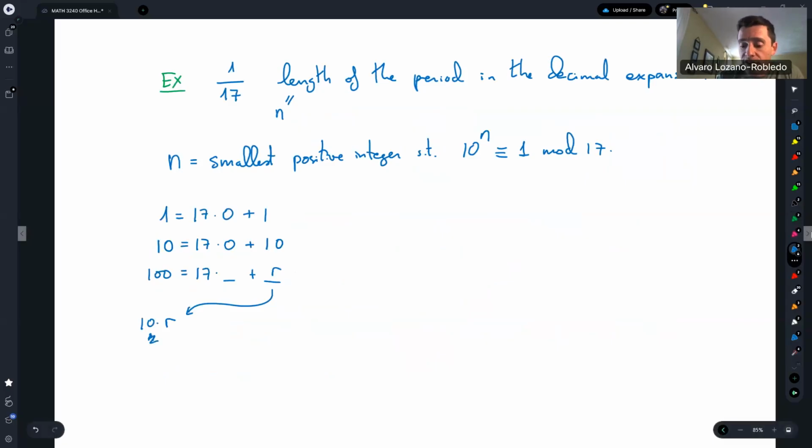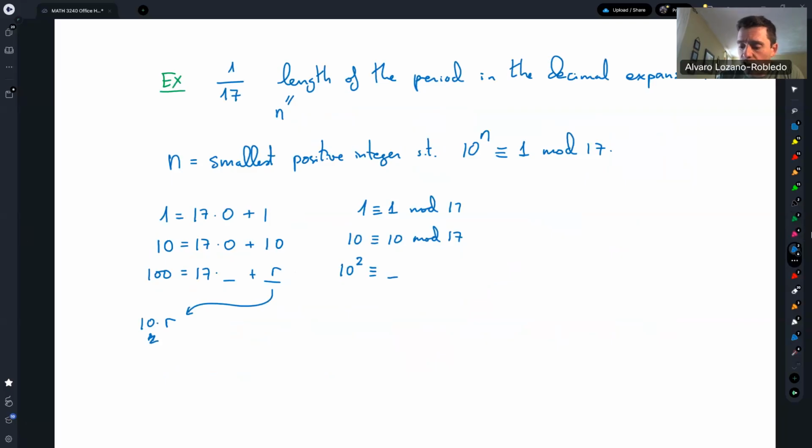In terms of congruences, this says that 1 is congruent to 1 modulo 17, and then 10 is congruent to 10 modulo 17, and then now I want this 10 to repeat itself. And then we're going to see that, like 10 squared, what is that going to be modulo 17? So that's what I want to figure out.